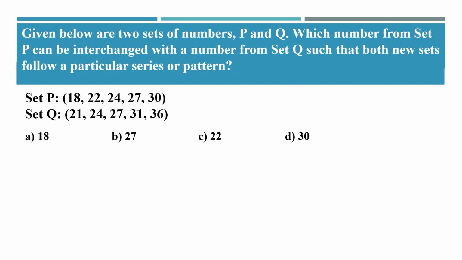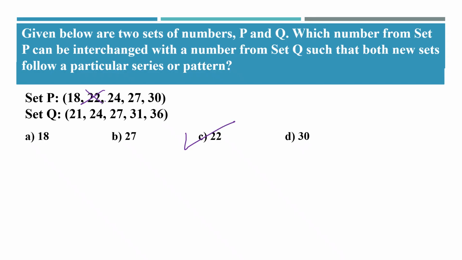Let's read it once again. 18. Is it okay if I write it as 6 times 3? And 24, I guess it's going to be 8 times 3. 27 is 9 times 3. 30 is 10 times 3. Obviously, here I guess the gap is to be filled with 7 times 3, which is 21. So I believe you understood the concept. 22 is to be replaced, so I go with option C.